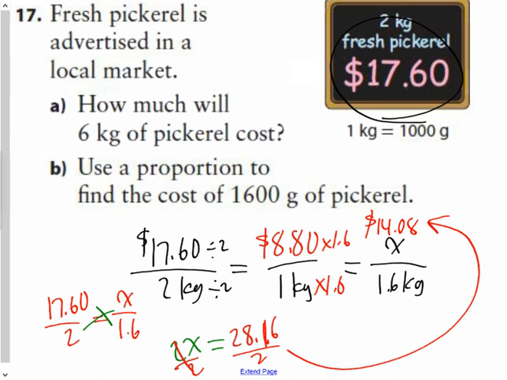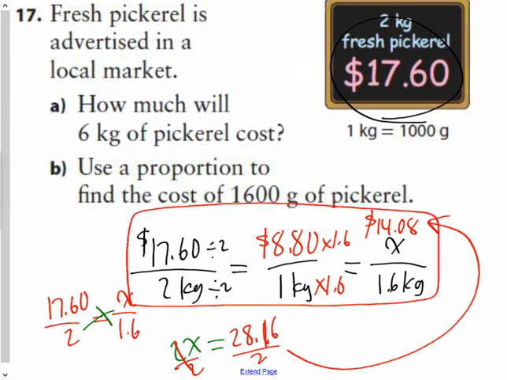Just out of curiosity, those of you who did this, how many of you used the unit rate method to solve the pickerel question? How many of you used the cross multiplication? Okay. So in an ideal world, you would probably have used the unit rate method. You said, I want to figure out how much 1 kilogram of pickerel is, and then I could figure out how much 1.6 kilograms is. But this is a beautiful method that does work.